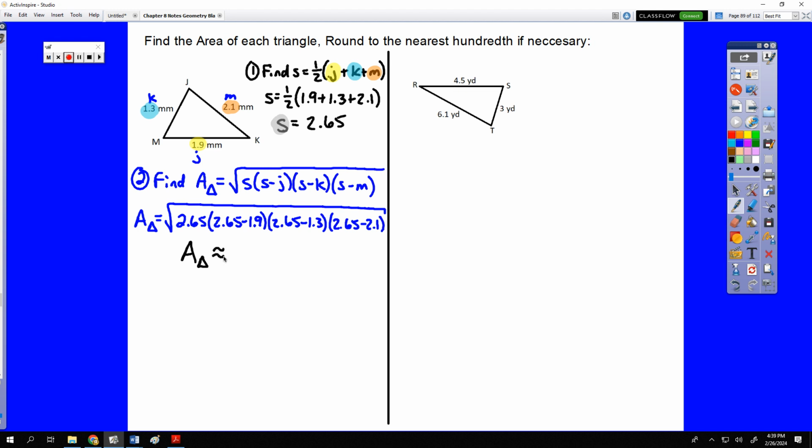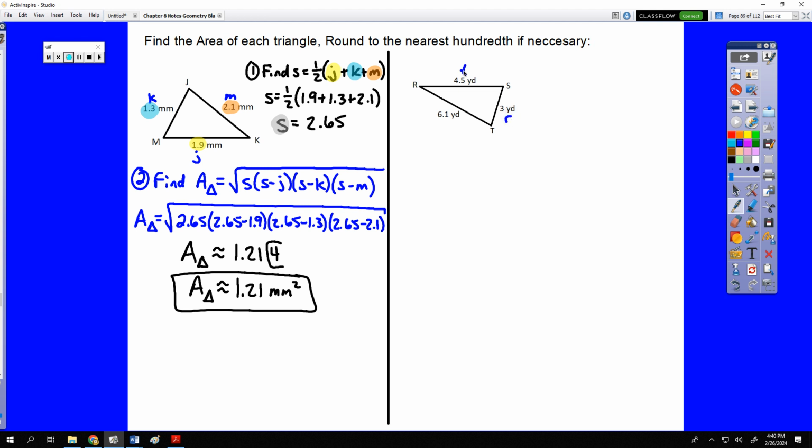You should get that the area of the triangle is 1.214. Again, we don't care about any digits past that 4 because we're supposed to round to the nearest hundredth. A 4 means that we're going to leave the 1 alone. We're going to round down. And our answer would be 1.21 square millimeters. On to the final example in the notes.